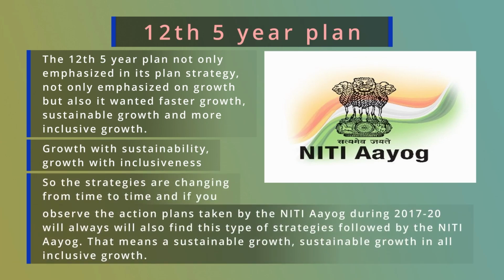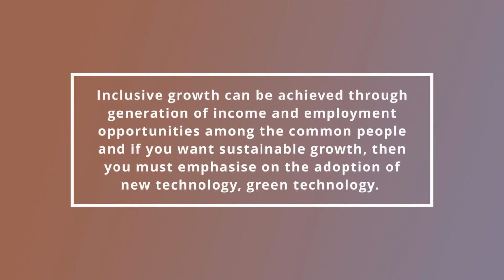So the strategies are changing from time to time, and if you observe the action plans taken by the Niti Aayog during 2017-20, you will also find this type of strategy followed by the Niti Aayog. That means sustainable growth and all-inclusive growth. That means here more and more people will get the fruits of that growth. So to materialize this strategy, faster growth can be achieved through greater emphasis on private sector investment, no doubt. If you want inclusive growth, then that can be achieved through generation of income and employment opportunities among the common people. And if you want sustainable growth, then you must emphasize the adoption of new technology, green technology.